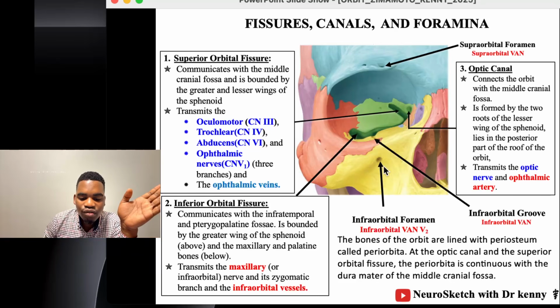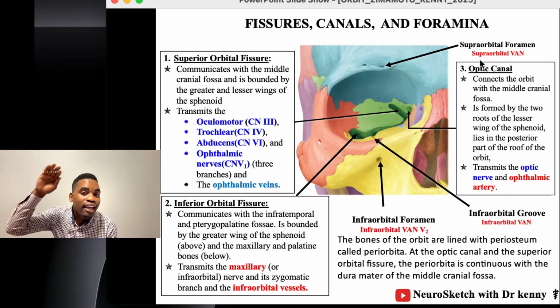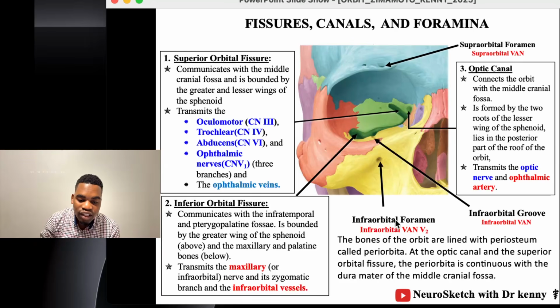This is the infraorbital foramen. What goes through the infraorbital foramen is going to be the maxillary branch of those vessels and nerves. So in addition to the infraorbital foramen, you also have the supraorbital foramen. The supraorbital foramen is for the supraorbital vein, artery and nerve, and they are related to the ophthalmic artery and nerve. The infraorbital vein, artery and nerve are related to the maxillary nerve and artery. And that's a rule to remember.